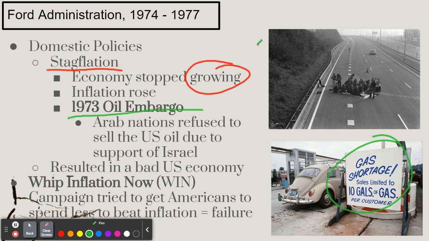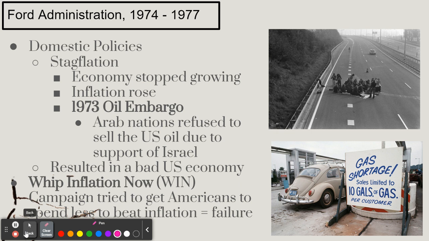So Ford comes up with the Whip Inflation Now, or the WIN program. This campaign essentially asked Americans to spend less money to try and beat inflation. And if you know Americans, we are not big on not spending money. It's an absolute failure. It makes Ford look bad, and it kind of makes him not popular with the rest of the country.